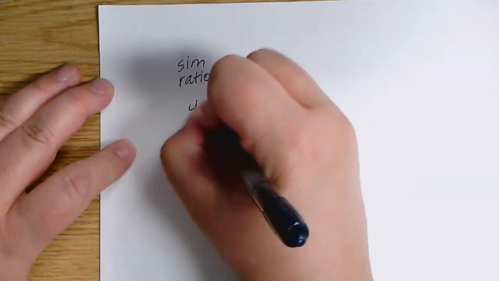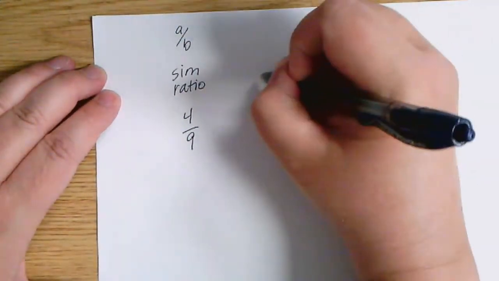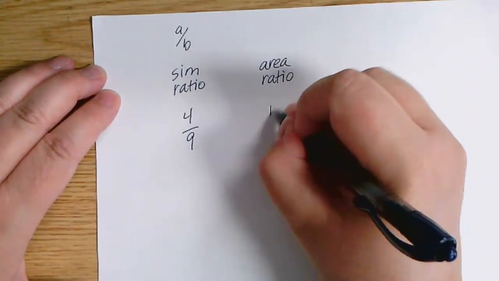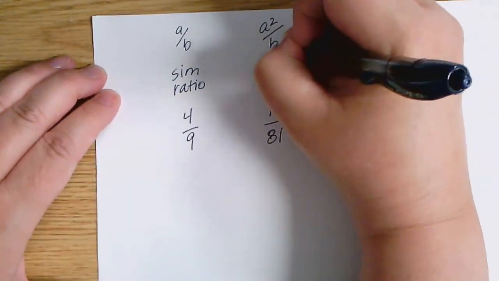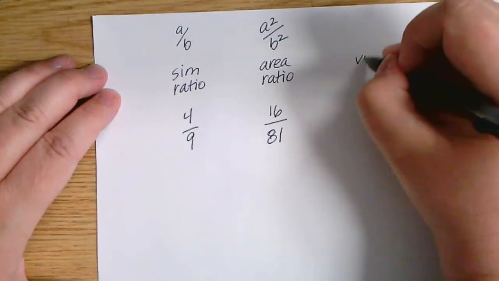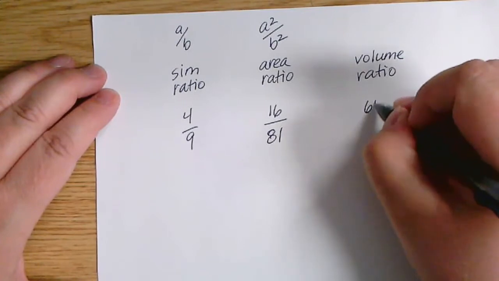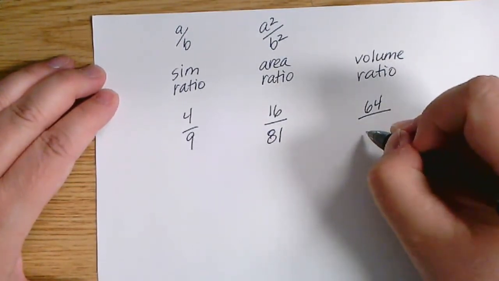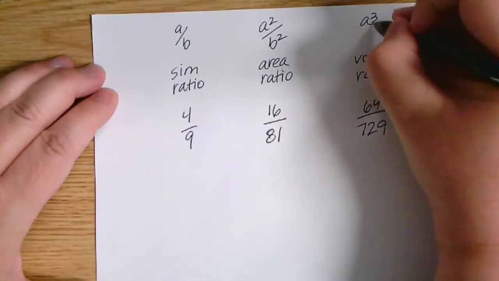If the similarity ratio is 4 to 9, remember this is like my A to B, then the area ratio for these figures would be 4 squared over 9 squared, A squared over B squared. The volume ratio would be 4 cubed over 9 cubed. I don't remember what that is off the top of my head. 729. Okay. So that's A cubed over B cubed.